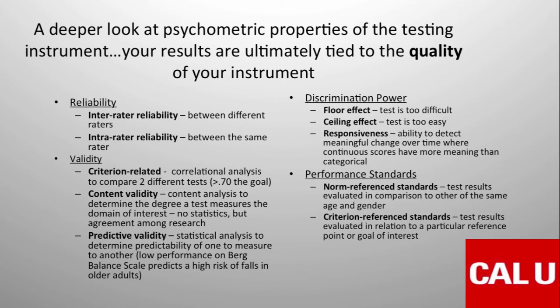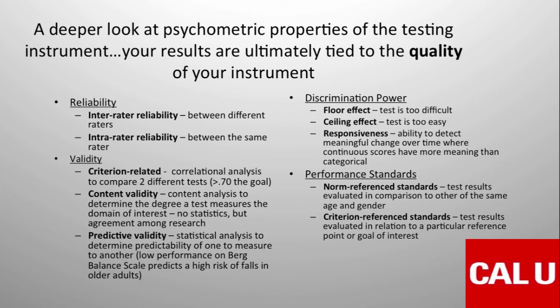We can also look at validity, and this can be measured in three ways. We can look at it from a criterion-related way, a content validity, or a predictive validity. With criterion-related, we're looking at a correlation analysis to compare two different tests. With content validity, we're looking at the ability of the test to measure the domain of interest. So does the test actually measure what we're looking for?